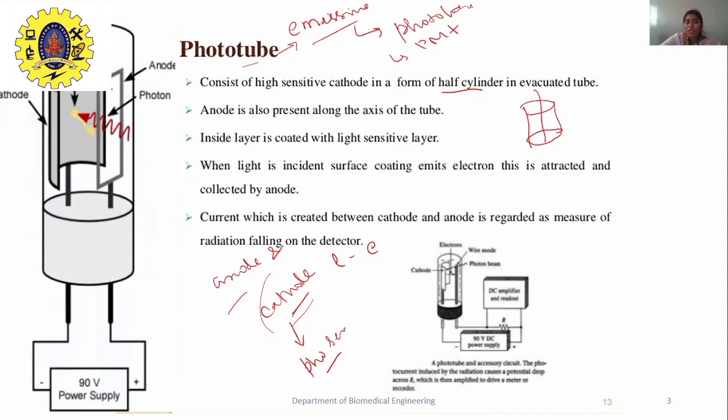Both the cathode and the anode are placed inside the evacuated tube. That is, the tube doesn't contain any other gases, so it's called an evacuated tube, and it is also airtight.